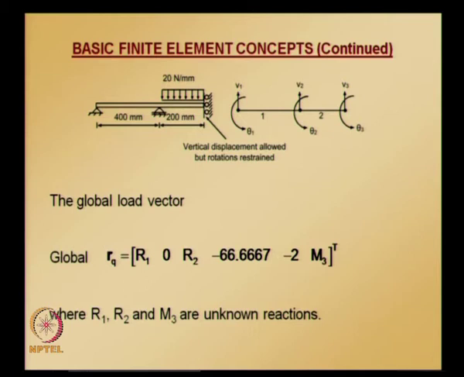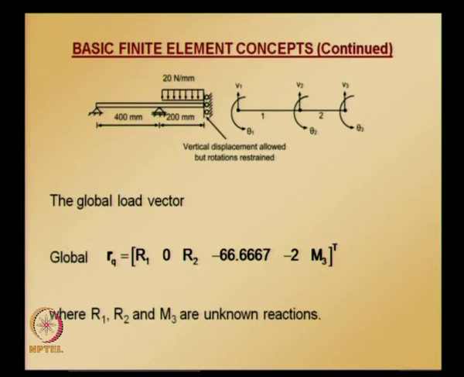Also, please note that V1, the transverse displacement at node 1, is restrained, so V1 is 0. Similarly, the transverse displacement at node 2 is restrained, so V2 is 0, and because of symmetry, the rotation at node 3 is 0. So, at these corresponding locations in the global load vector, reactions will be developed, which are denoted R1, R2 and M3. We do not know these now and need to determine them later, so these are unknown reactions.